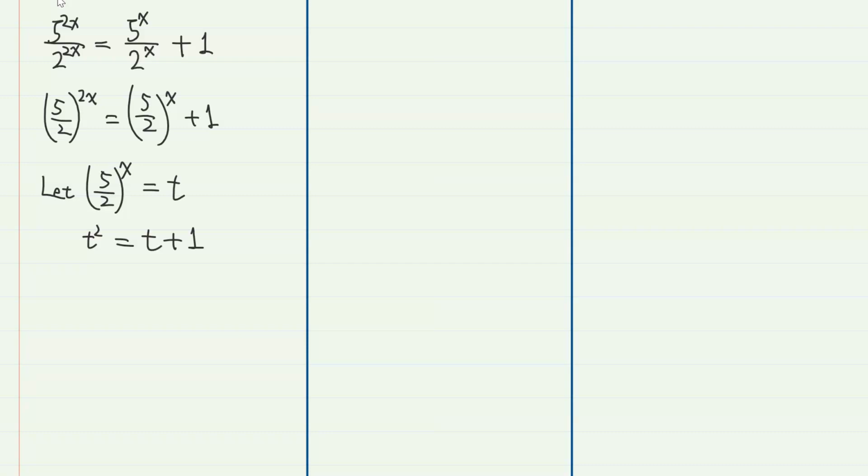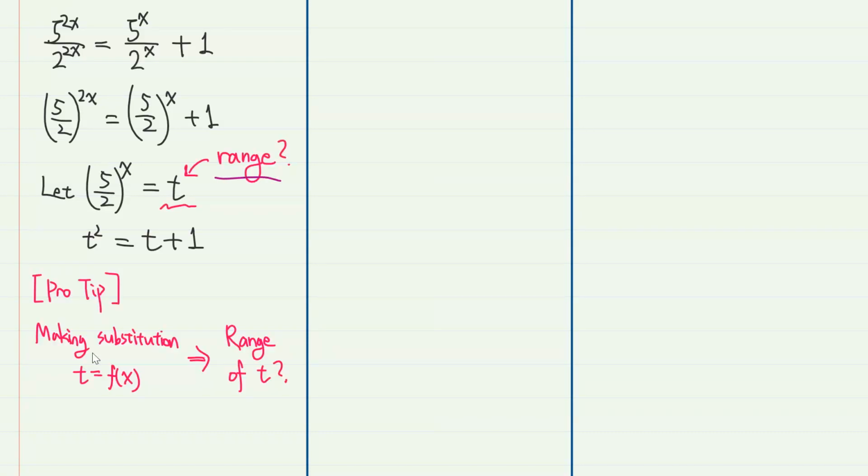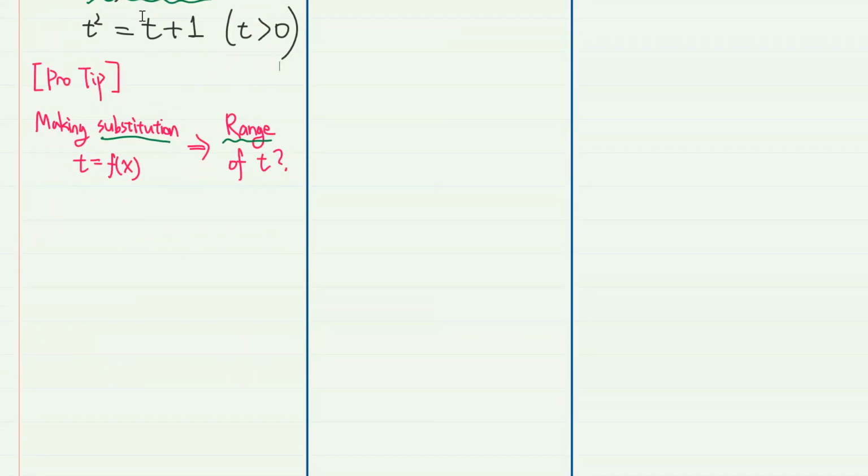Now before we go any further, let us think about the range of t. Whenever you make a substitution, it is always a good practice to check the range of the newly introduced variable. In this case, t is positive for all values of x. Now, from the equation, we have t squared minus t minus 1 equals 0. And since t is positive, we only take the positive root, which is t equals (1 plus square root of 5) over 2.